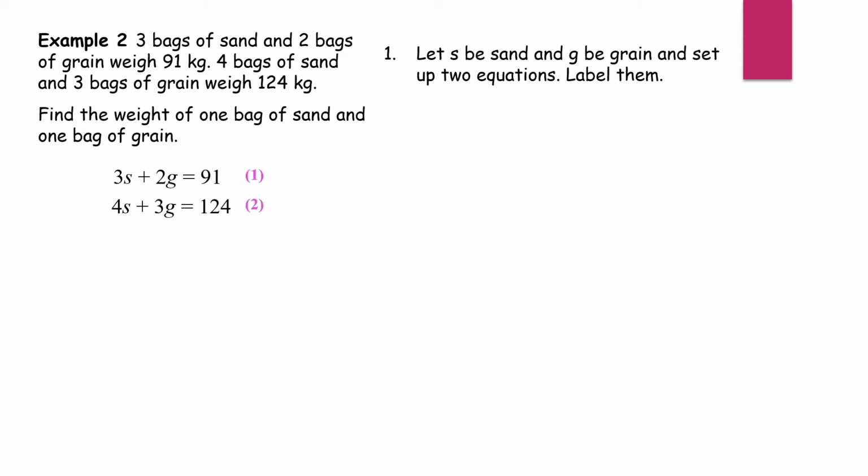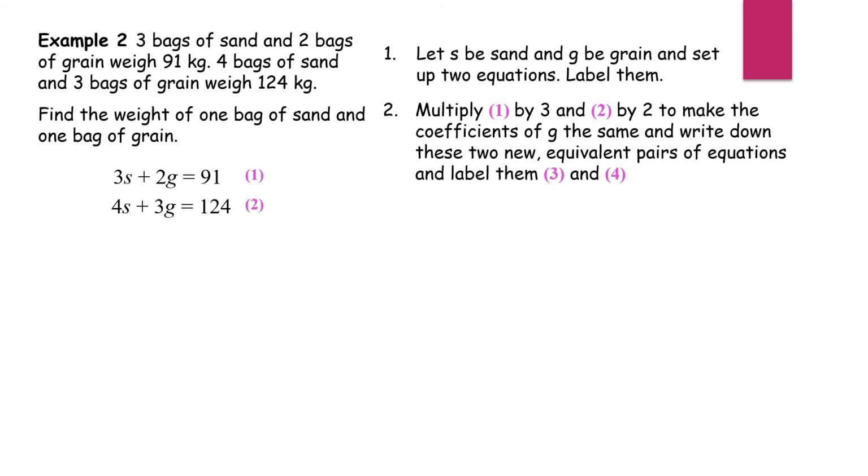Now you can see that the coefficients of S and G are both different in both equations. So we need to scale both equations in order to get the coefficient of G to be the same. So what we're going to do is multiply equation 1 by 3, and multiply equation 2 by 2 to make the coefficients of G both 6G, and write down these two new equivalent pairs of equations, and we're going to label them 3 and 4.